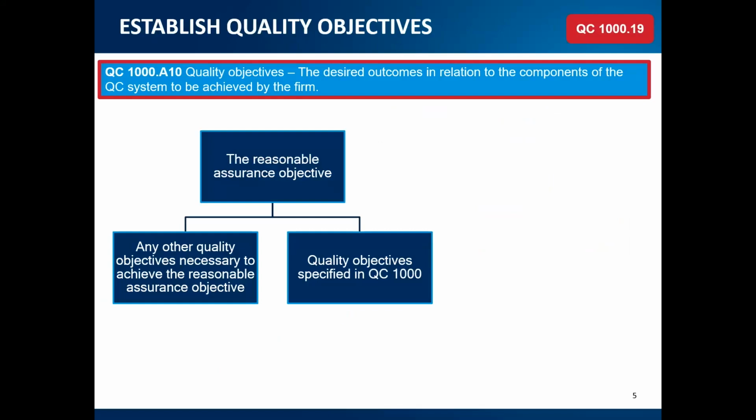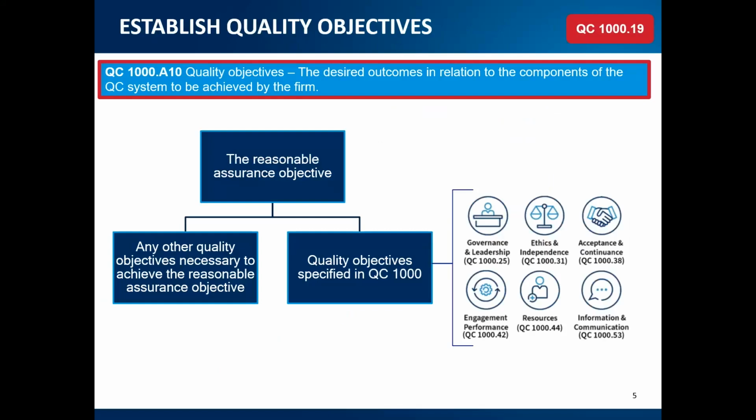QC 1000 establishes a mandatory minimum set of outcome-based quality objectives that apply to all firms. These quality objectives are specified in the standard for 6 of the components of the QC system. The standard does not require the firm to establish quality objectives for the monitoring and remediation process. However, a firm may decide to, and in those circumstances, the firm's risk assessment process would also apply to the monitoring and remediation process. Otherwise, although monitoring and remediation would not be subject to the firm's risk assessment process as described in the standard, it would nevertheless be carried out in a way that is informed by and responsive to quality risks.